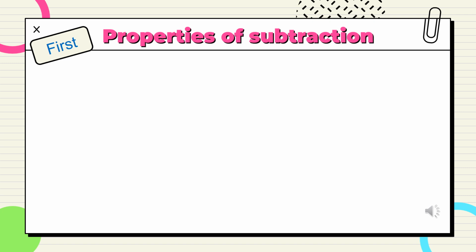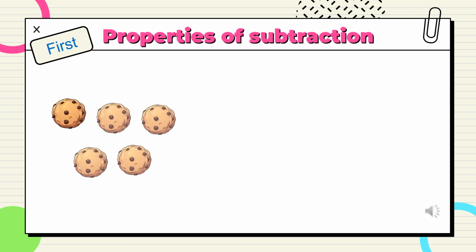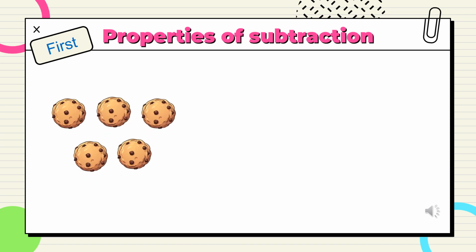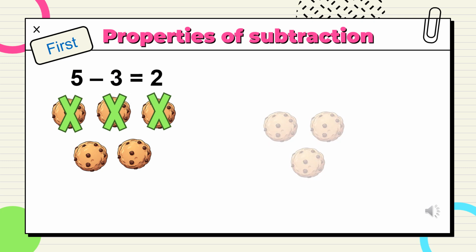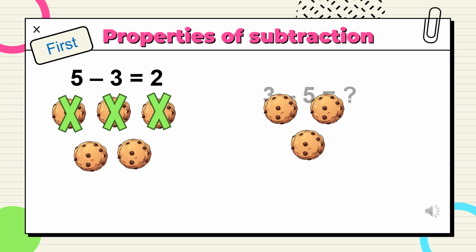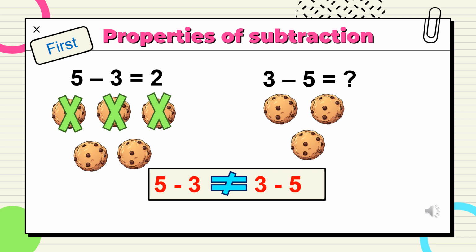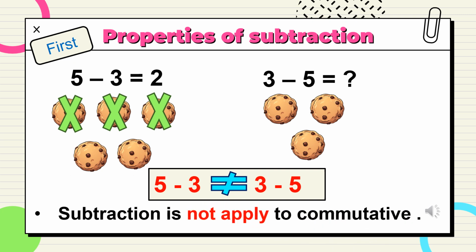Properties of subtraction. First, if we have here 5 cookies and I need to take away 3 cookies, so the remainder is 2. Now, if I have 3 cookies and I need to take from it 5 cookies, how? We cannot. So, 5 minus 3 is not equal to 3 minus 5. That means subtraction is not applied to commutative property.